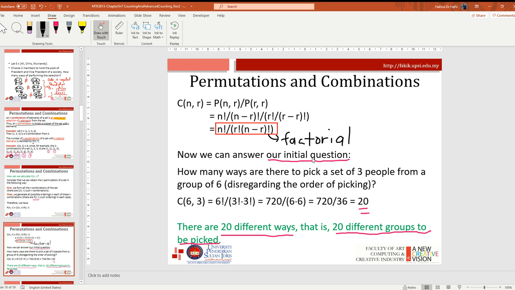So to answer our initial question, how many ways are there to pick a set of... make sure you read carefully. A set is basically the r-combination. For the r-combination, you have to choose P(n,r) and divide by r factorial. If you put this in, you have 720 divided by 36, which is 20. There are 20 different ways. That is 20 different groups to be picked.